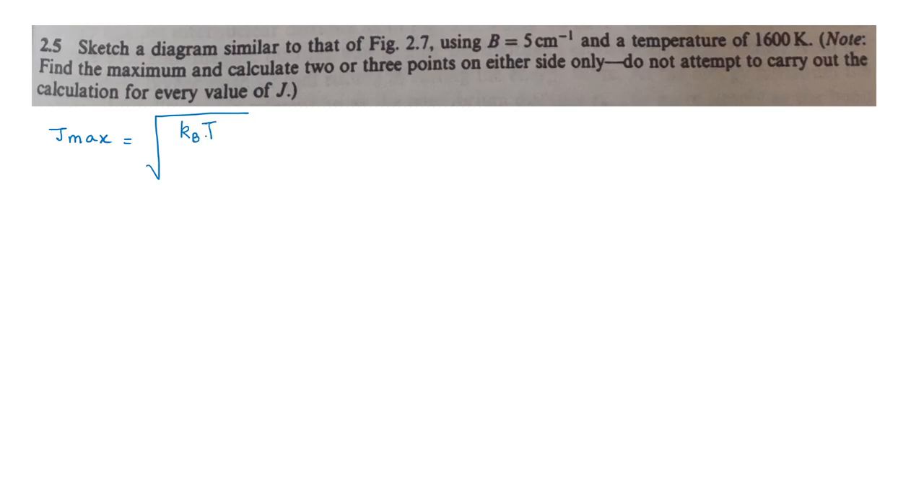kBT by 2hcB minus half. So this we got from the population and Boltzmann constant and all. We took a differentiation of that and we obtained it here. So I'll just put the value.